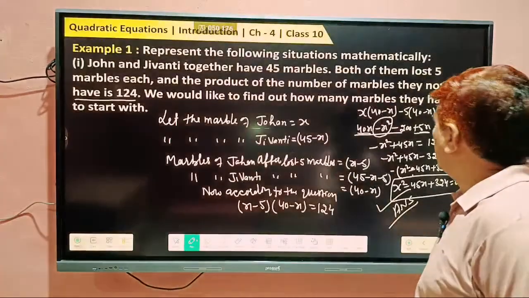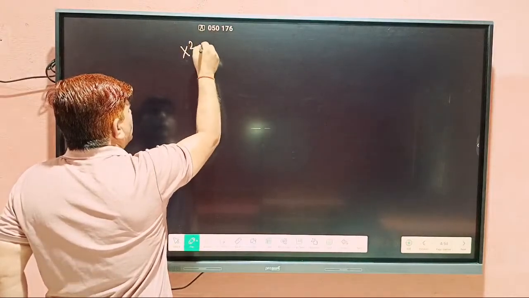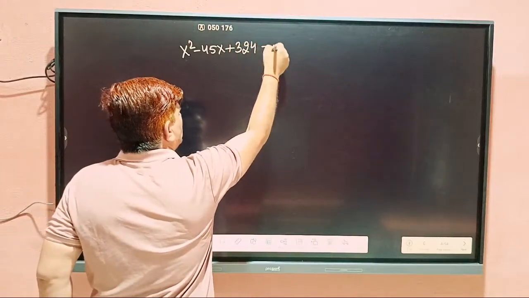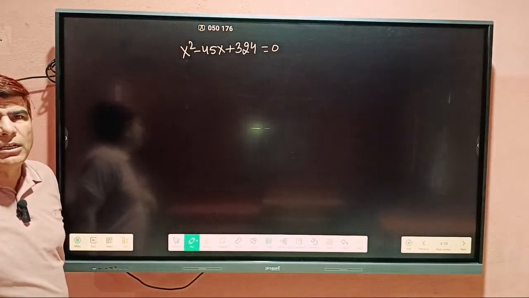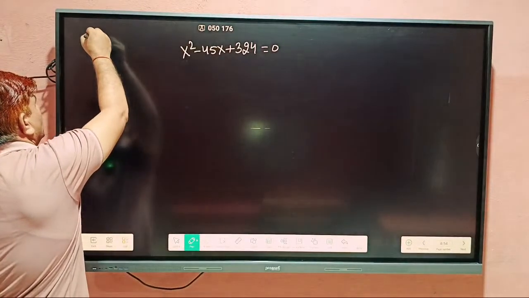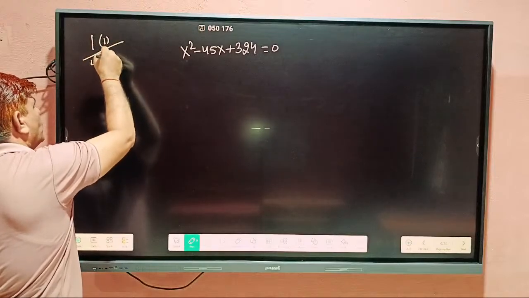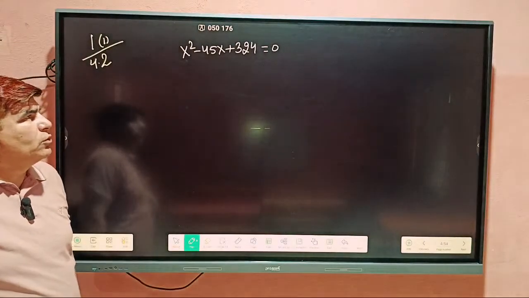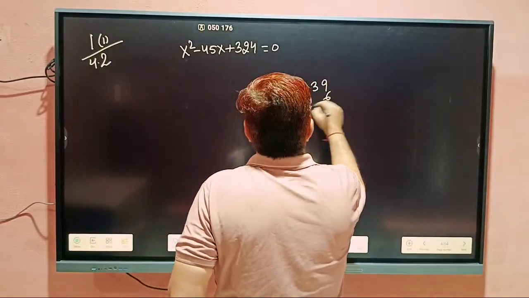What is this? x square minus 45x plus 324 equal to 0. You have to split the middle term here. This is the first question, first part of exercise 4.2. So check one time. 45 the 200, 39 6 the.